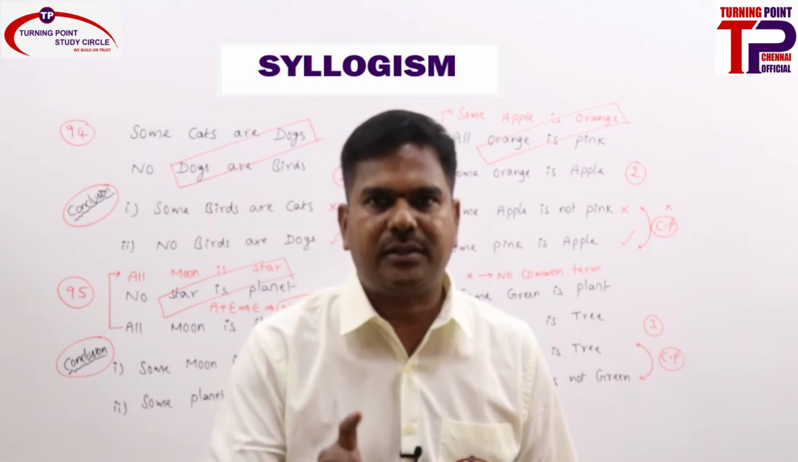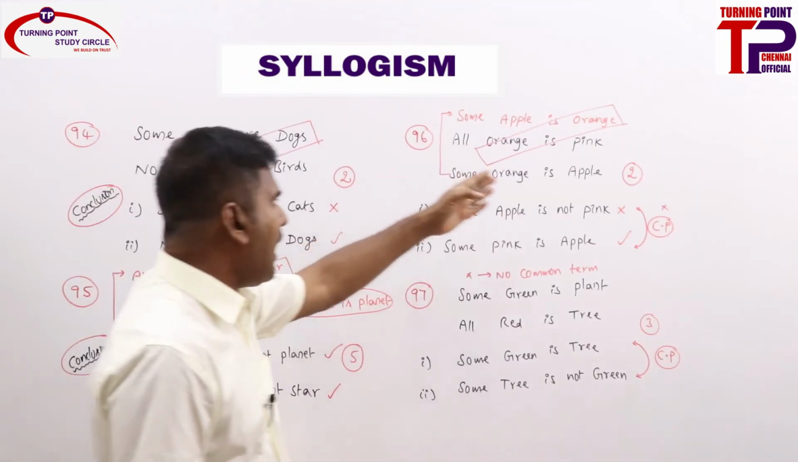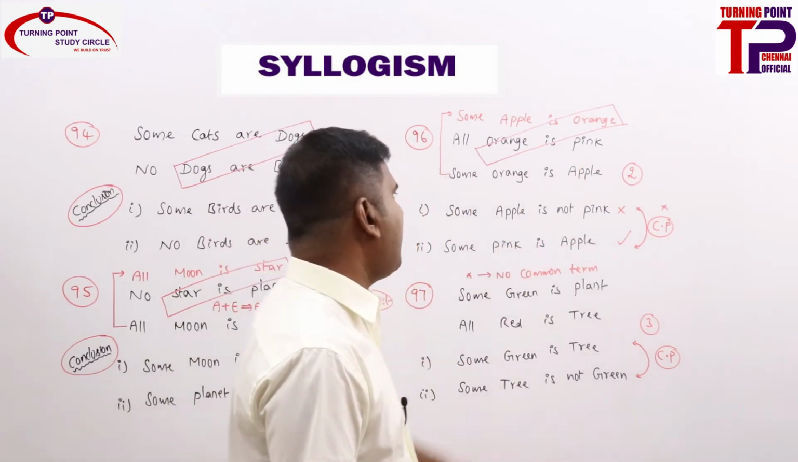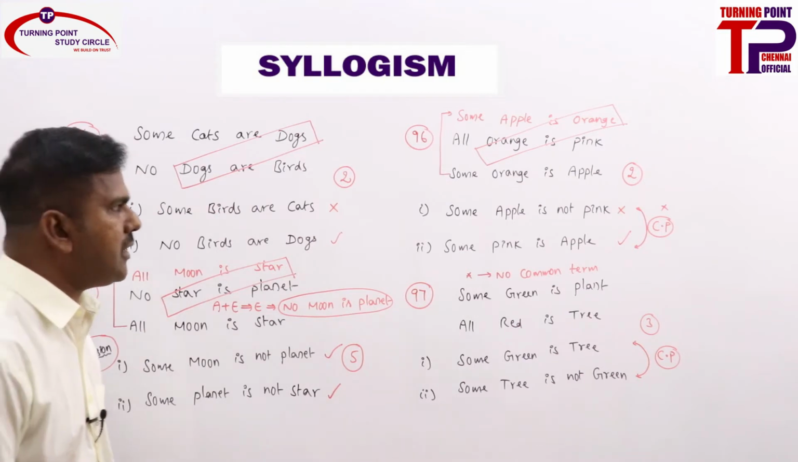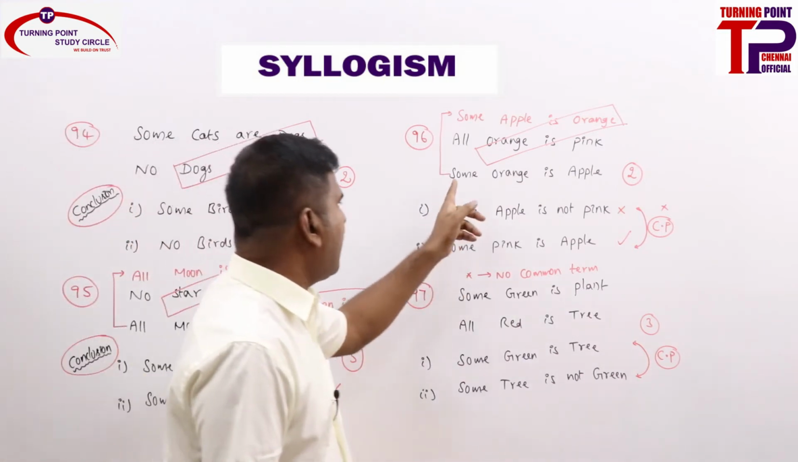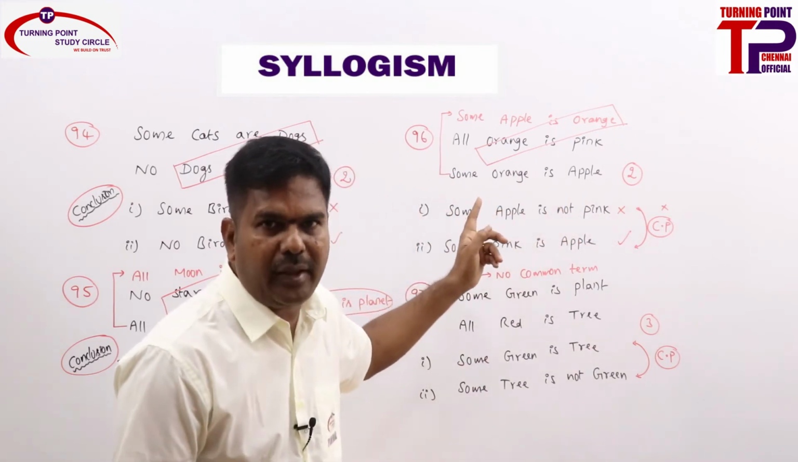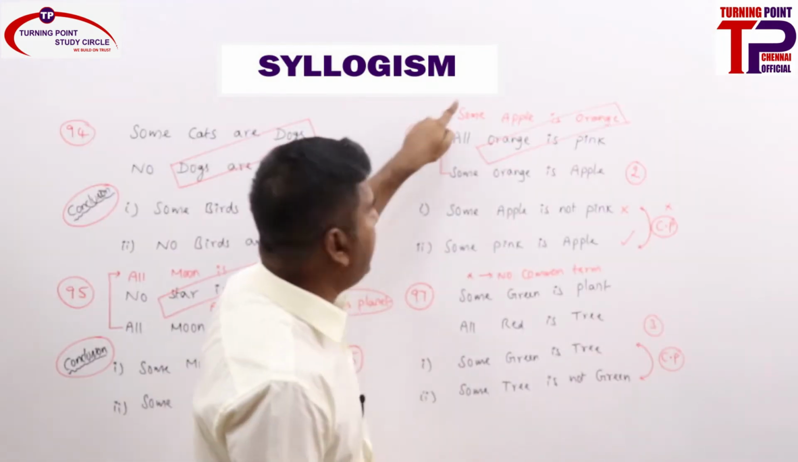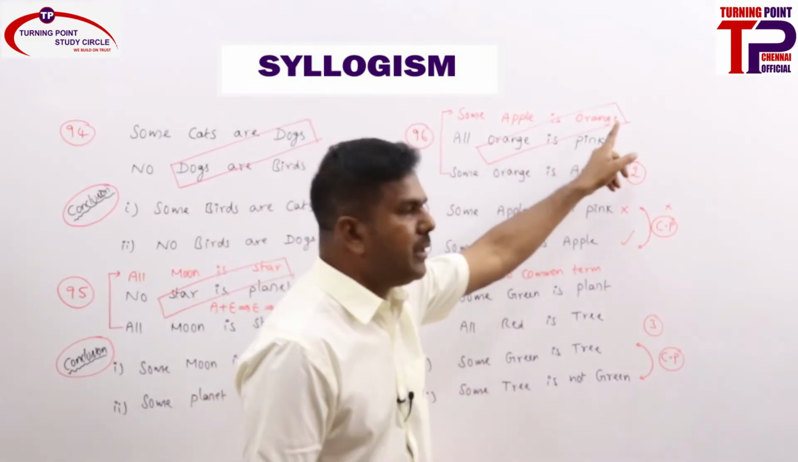Then only we need to consider the complementary pair. Now see question 96: all orange is pink, some orange is apple. It has not been properly aligned. You can make proper alignment by interchanging or converting or both. So I am converting some orange is apple into some apple is orange, because I can only be converted into I, and put it on top. So some apple is orange, all orange is pink. Now it's been properly aligned.